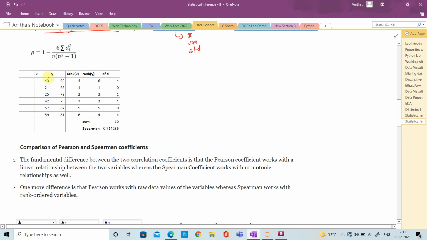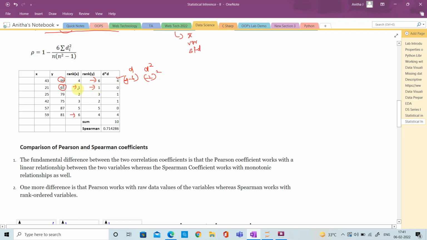So this is my first input. For that I am putting a ranking. So for 21, the rank is 1, and for the highest value, the rank is 6. Like that for y also, we are putting the ranking. The highest value is given the rank 6, and the lowest value is given the rank 1. After doing the ranking, we are finding the difference between the ranks, and that difference we are squaring, that will give minus 2 the whole square. So that will give 4.